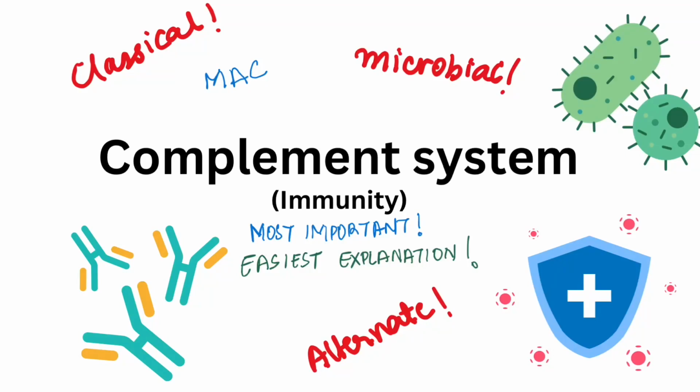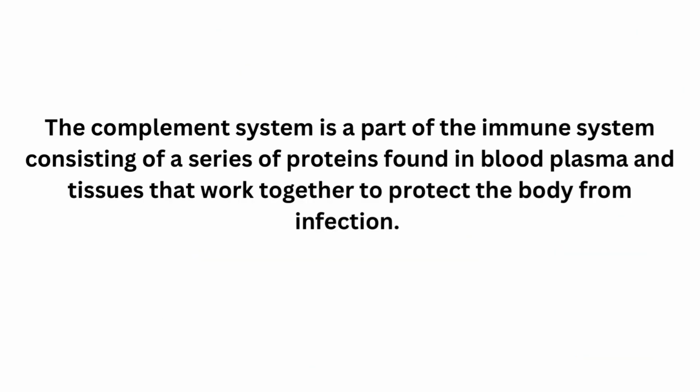Hi, today we are going to look at the complement system in the most simplified manner possible. The complement system is a part of the immune system consisting of a series of proteins found in blood plasma and tissues that work together to protect the body from infection.